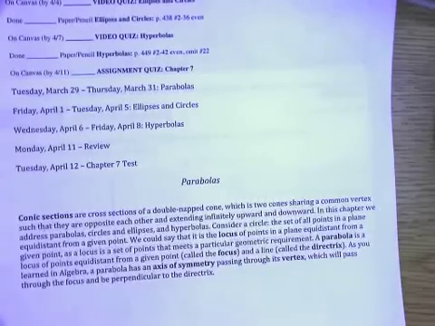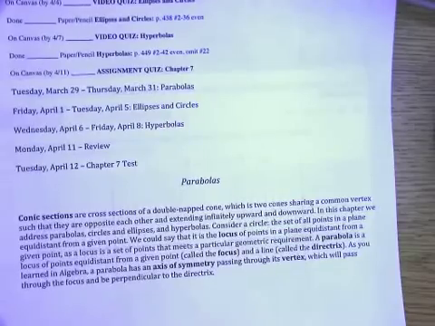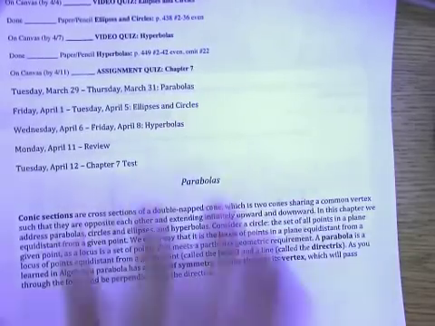So in this lesson, we're looking at parabolas. And you've seen parabolas before. A parabola is formed by the set of all points in a plane that are equidistant from a given point called the focus and a given line called the directrix. We have already talked about the axis of symmetry of a parabola. We have already talked about the vertex of a parabola.